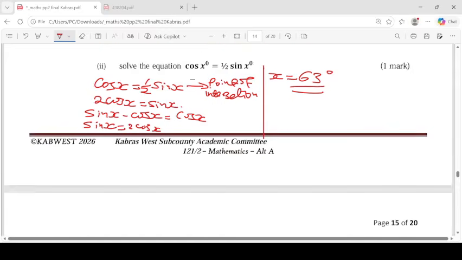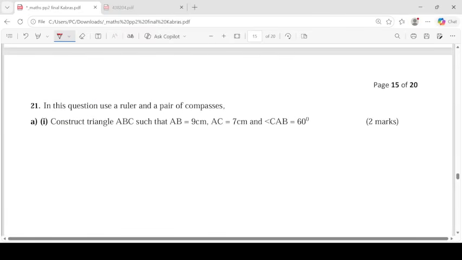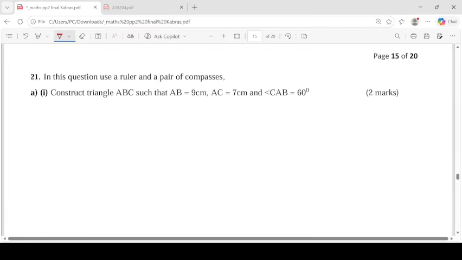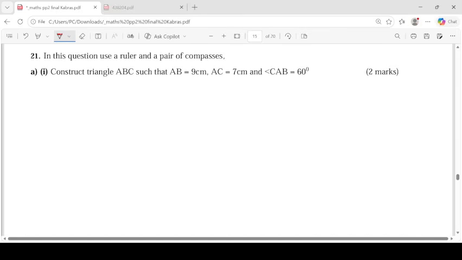That one is done. Question number 21. In this question, use a ruler and a pair of compasses only. Part A. Construct a triangle ABC such that AB is equal to 9 centimeters, AC is equal to 7, and angle CAB is equal to 60. I'll just give a sketch because I don't have the construction tools.